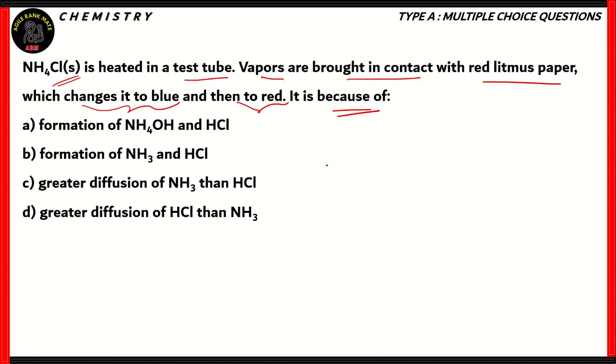So if you were to heat ammonium chloride, then we form hydrogen chloride, HCl, and the remainder is NH3. So again, law of conservation of mass helps us to get the products here. So we know that it is the formation of NH3 and HCl, not NH4OH and HCl, so option A is incorrect. But is option B correct? We know that ammonia is basic and hydrochloric acid is acidic, but if we look at the question, the vapors that are brought into contact with red litmus paper change it to blue first, and then to red.